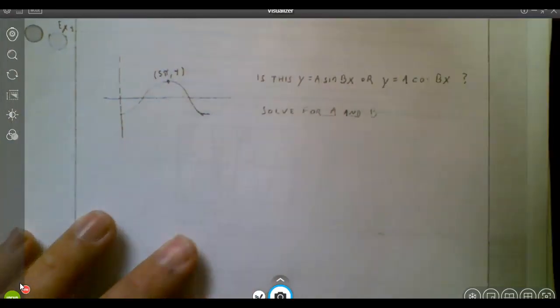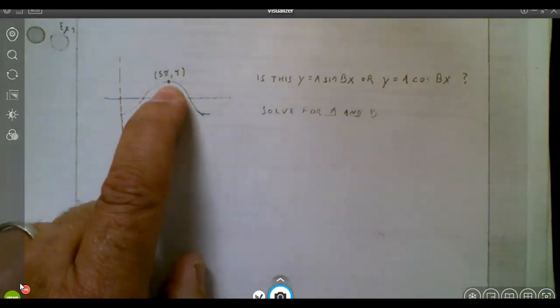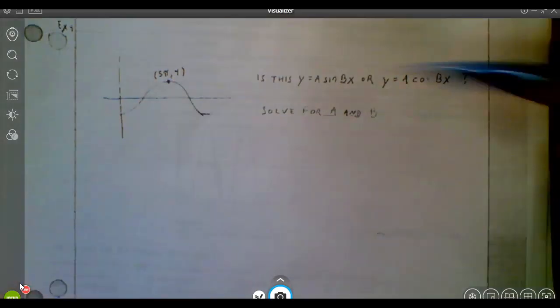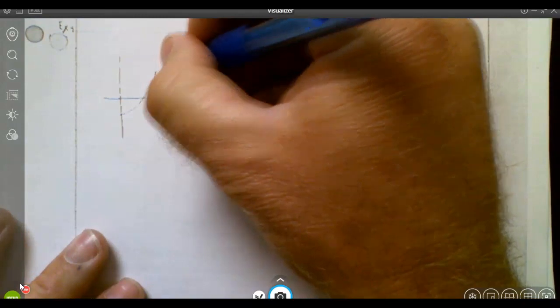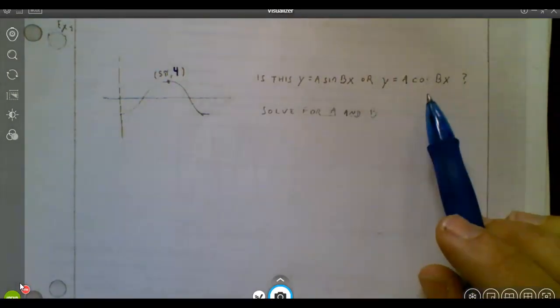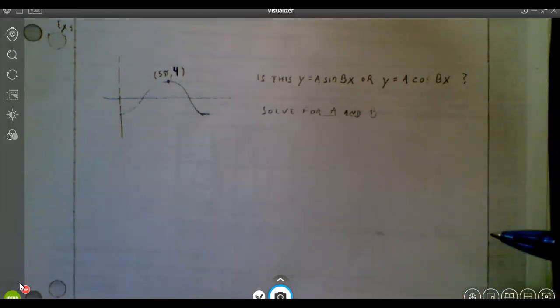Last thing I want to show you in the video, sorry, I know this is a long one, but trig graphs kind of go that way. But I wanted to give you a lot of examples to help you with homework. So they're giving me the maximum point of this graph at 5 pi, comma 4. Yep, that's a 4. Is this a sine graph or a cosine graph? And then we're going to solve to figure out what our A and B values are.